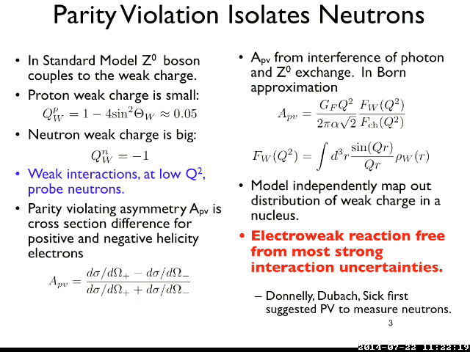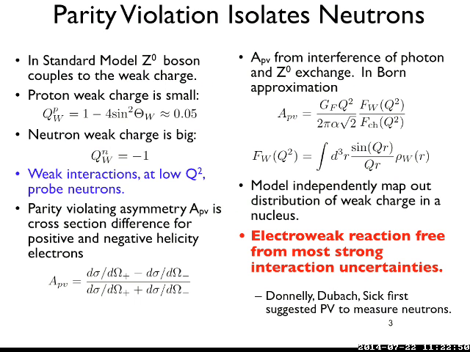So I want to talk about actually measuring the thickness or the size of lead-208. Where are the neutrons? Well, we can use parity violation to isolate the neutrons. The Z boson couples to the weak charge of a nucleus. The weak charge of a neutron is big. The weak charge of a proton happens to be small. So the weak interaction at low q squared, low momentum transfers, probes the neutrons.